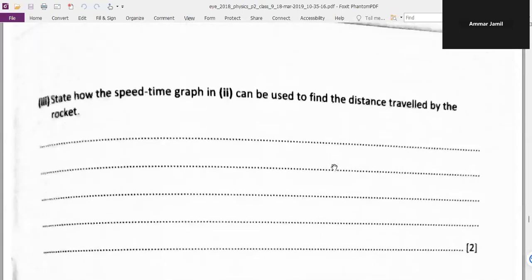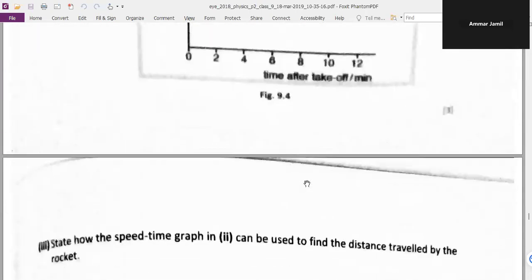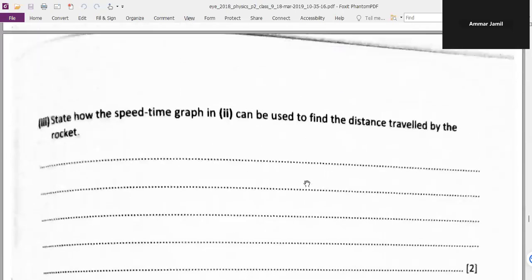How can speed-time be used to find the distance? Well, 2 marks here. So you should calculate the area under the graph of figure 2, and that will give you the distance covered.